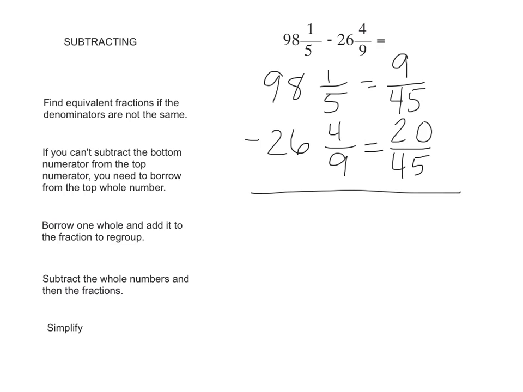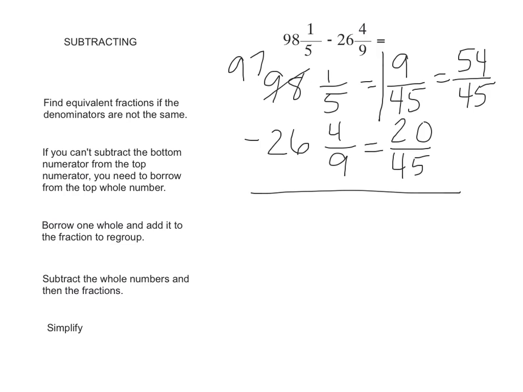You'll notice that I can't subtract 20 from 9, so I have to borrow from the whole number. I'm going to cross out the 98, borrow one whole, so this now becomes 97. The one that I just borrowed now is going to sit next to this 9 and 45ths. 1 and 9 45ths is like saying 1 times 45 plus 9, which gives me 54 45ths. Now I'm going to look at my fraction. Can I subtract 20 from 54? I can, so I'm going to go ahead and continue.